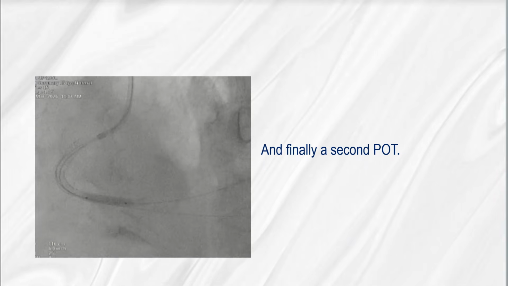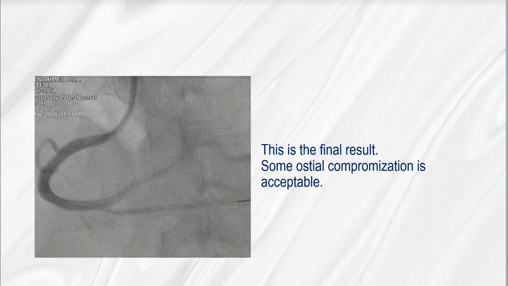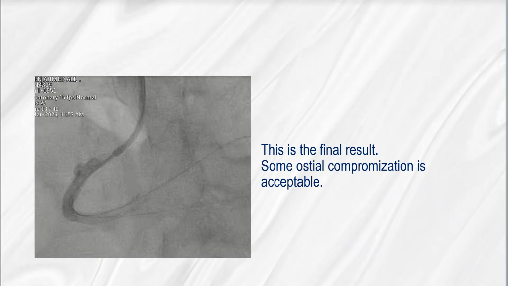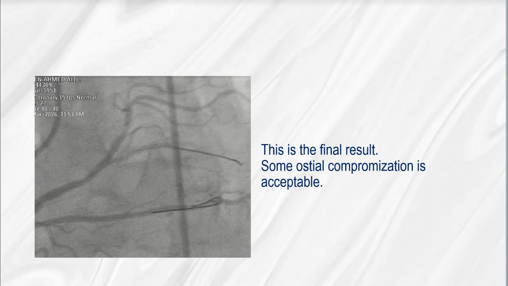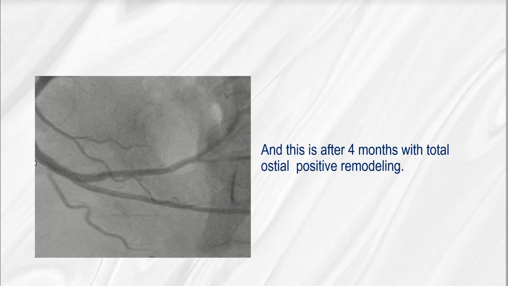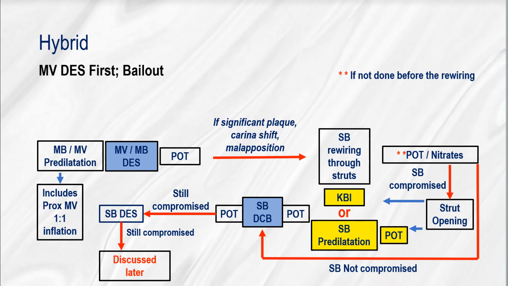And finally, POT was done. This is the final result with some ostial compromise, which is accepted. And this is after 4 months with total ostial positive remodeling. Hybrid technique in which there is main vessel DES first is either bailout or planned.